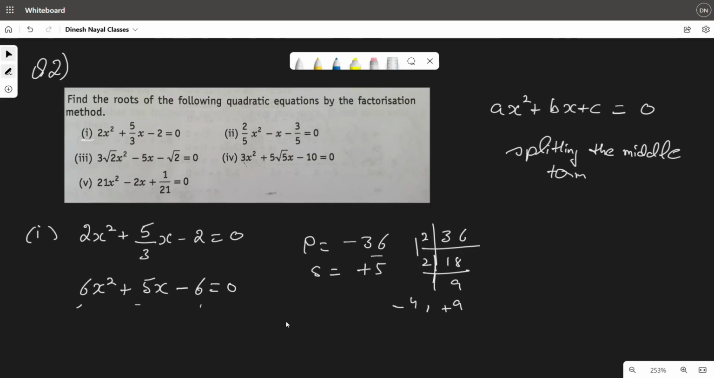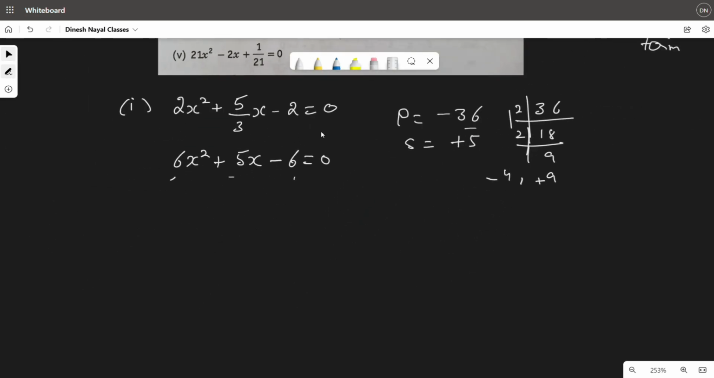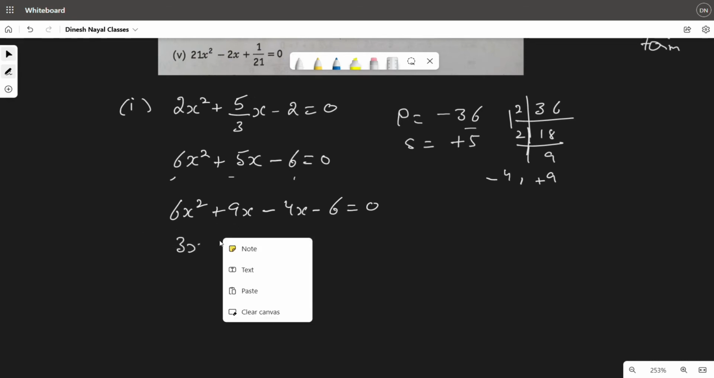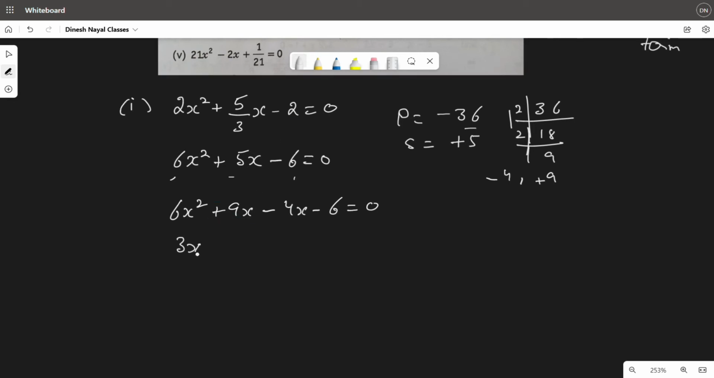So the equation becomes 6x square plus 9x minus 4x minus 6 equals 0. Now see, from these two you can take 3x common. If we take 3x common, what is left over here is 2x plus 3. Now if we take minus 2 common, what is left is 2x plus 3, equals 0.